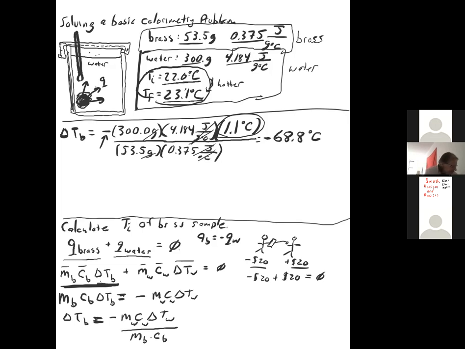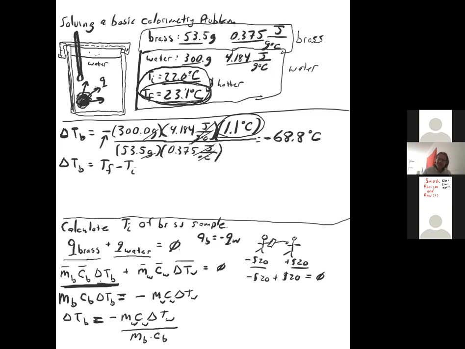The question now is, what is delta T? Delta T is T final minus T initial, right? That's what delta T is, final minus initial temperatures. They didn't seem to give us any of them, but they actually did give us one. And the one they gave us is the final temperature, because what they said was the final temperature of the water is 23.1, right?